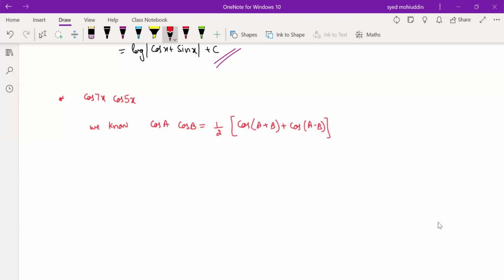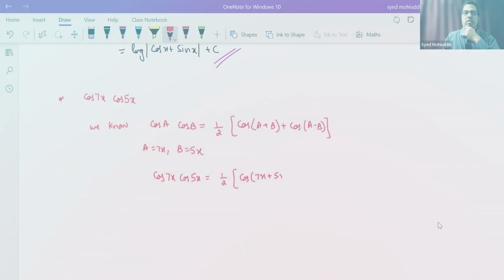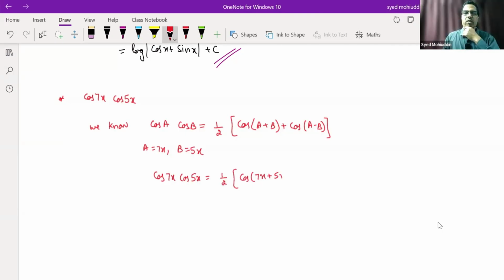So A value is 7x, B value is 5x. So if you take cos 7x cos 5x, it will be half times cos(A+B) plus cos(A-B). A value is 7x, B value is 5x. 7 plus 5 will give you 12, so 12x. 7 minus 5 will give you 2x.